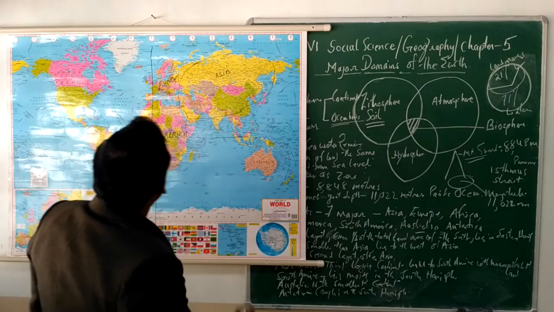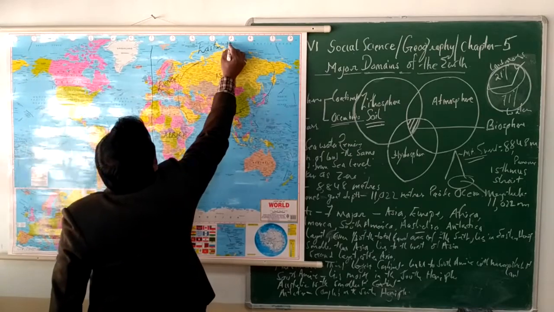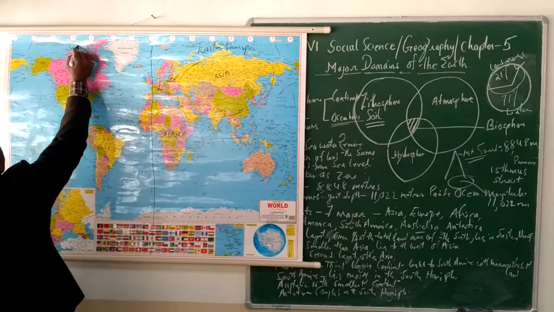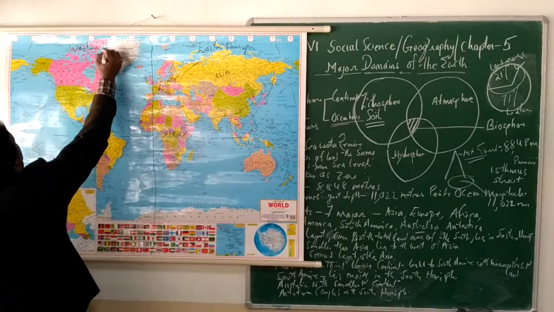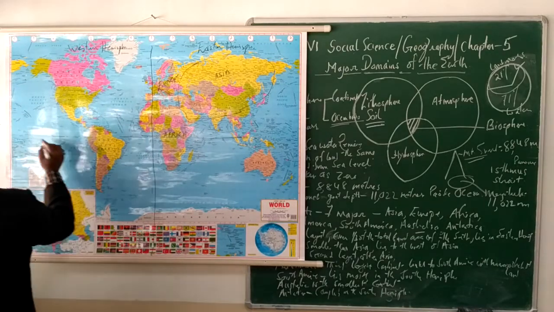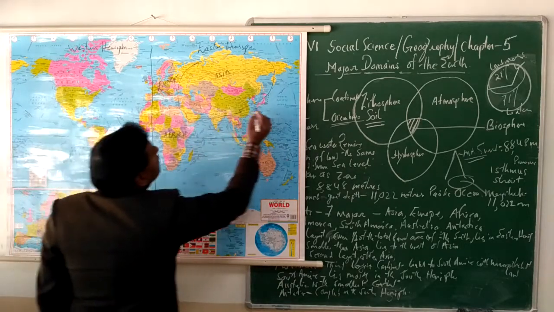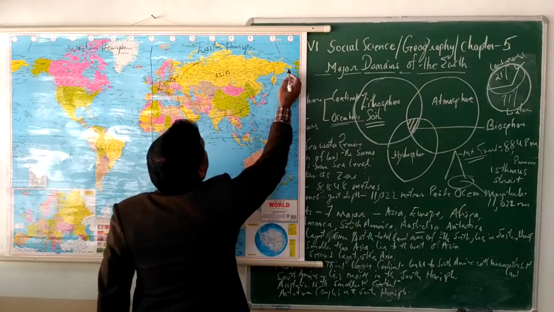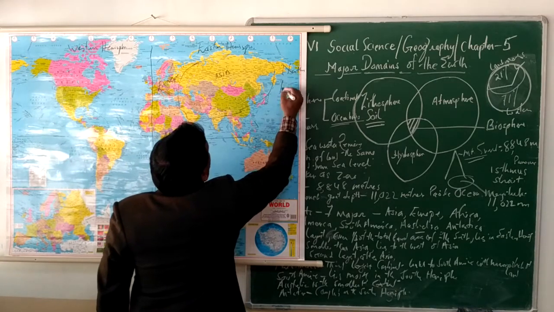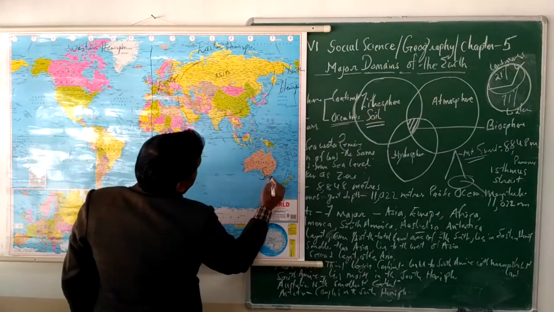And this is your eastern hemisphere. This one is your western hemisphere. Right? And this is your, let me say, this part is your northern hemisphere. And this is southern hemisphere.